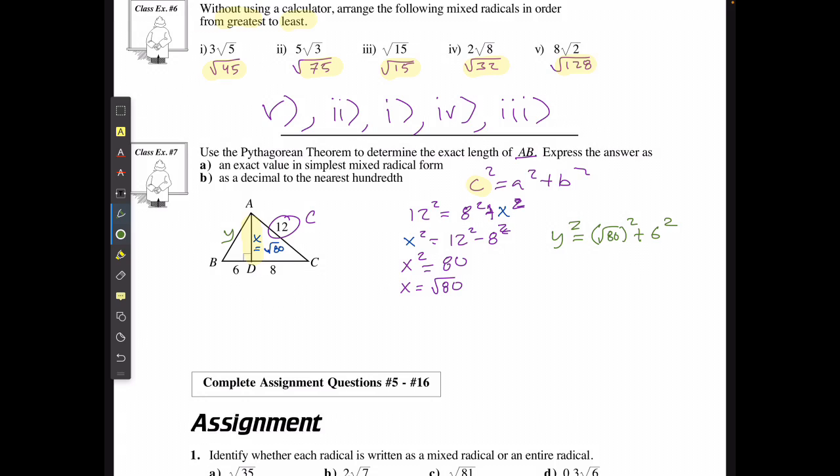Well, the square root of 80 squared actually are opposite processes. Those cancel each other out. The square root of 80 squared is just 80. And 6 squared is going to be 36, which means that y squared is going to equal 116, or y is equal to the square root of 116.